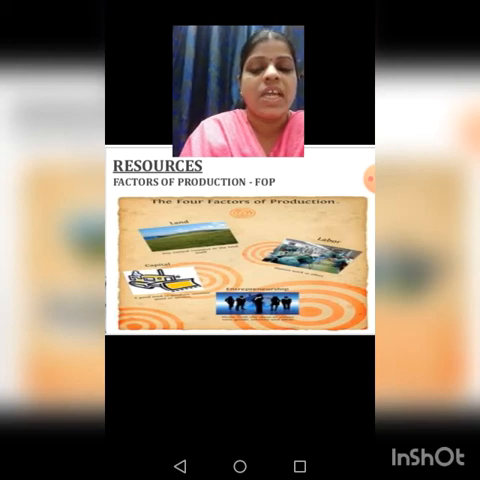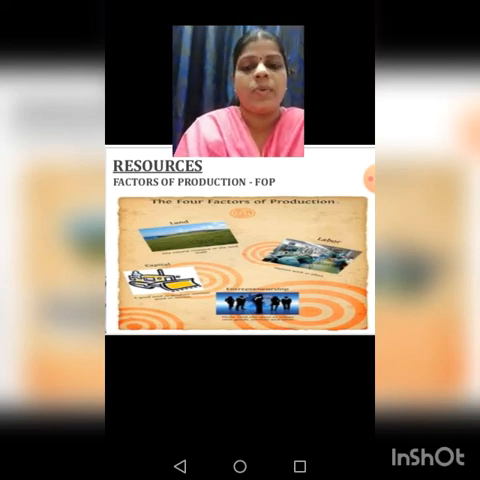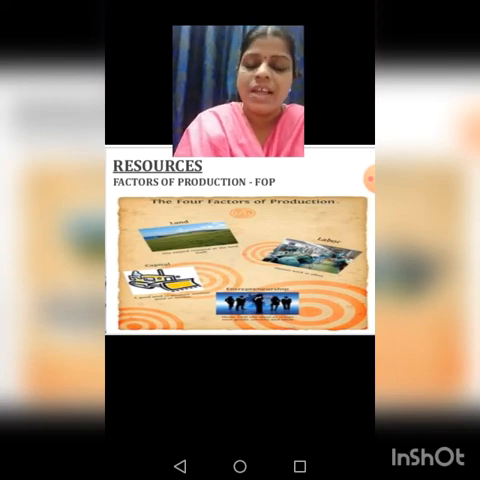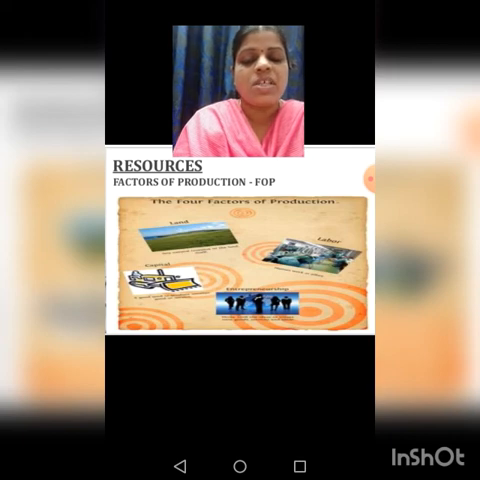Once again I will explain. The 4 factors are land, labor, capital and entrepreneurship. So is it clear? The first factor is land. The second one is labor. Third one is capital. Fourth one is entrepreneurship. So these are the 4 factors of production needed for the production activity. So it's clear, right? Yes.